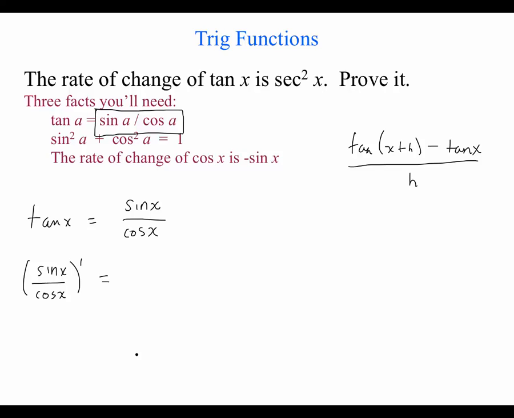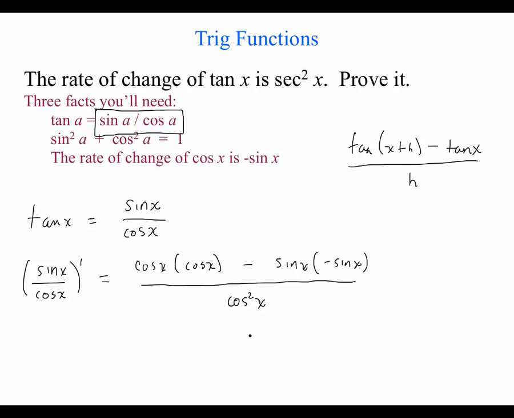Okay, so in all problems, you ask yourself, what's the overall structure? What's the big picture that governs how you start the rate of change function? So what's our structure of this? Quotient. So we're going to apply the quotient rule, which is low d high minus high d low over low squared. Hopefully everybody got that.